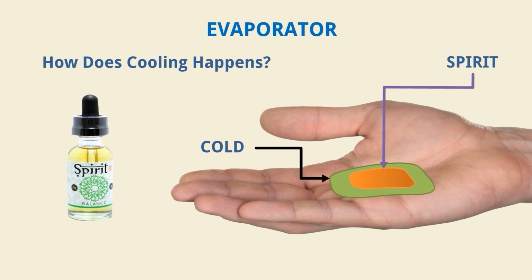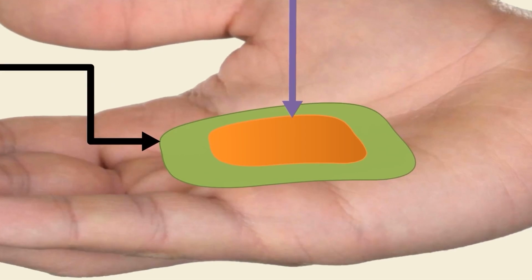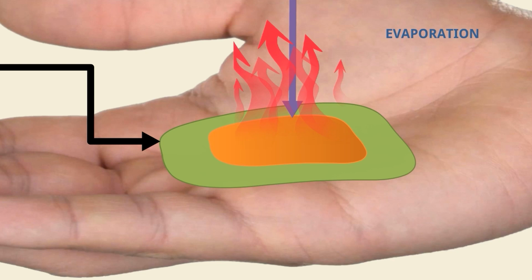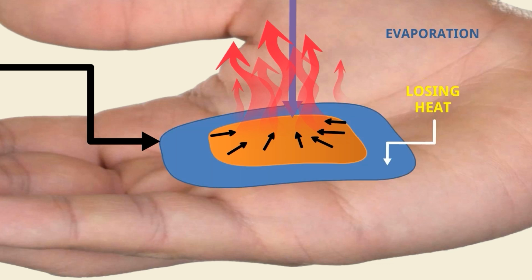Let's try to understand. The spirit has the normal property of evaporation. Now what do you think? Where does it get the latent heat of vaporization from? It takes the heat from your palm and gradually the palm loses heat. Losing heat means the temperature goes down and the palm gets cold.